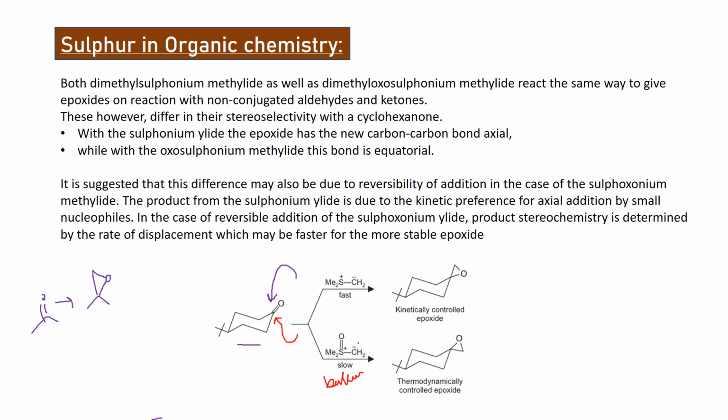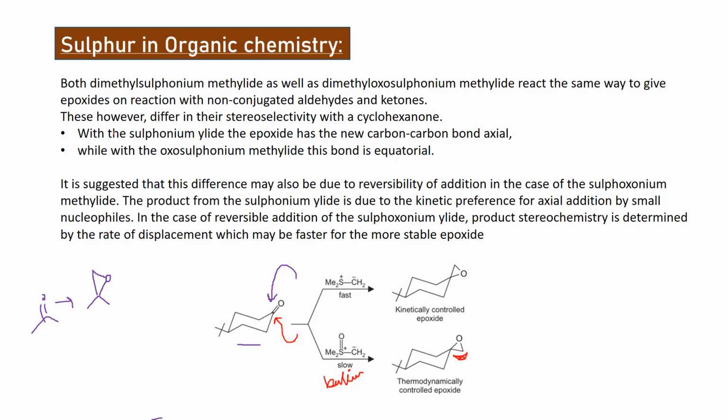Okay, this prefers to attack from an equatorial position because this is bulkier than that of the sulfonilamide. In the case of sulfonilamide, you will always get an axial epoxide, that is where the carbon-carbon bond forms from the axial plane like this. And if you use this sulfoxonilamide, you will get formation of an equatorial epoxide, that is where the carbon-carbon bond forms at the equatorial place.